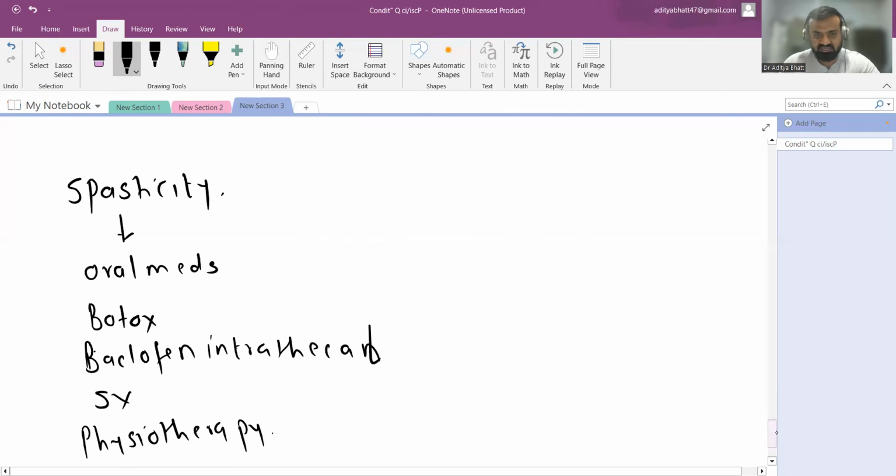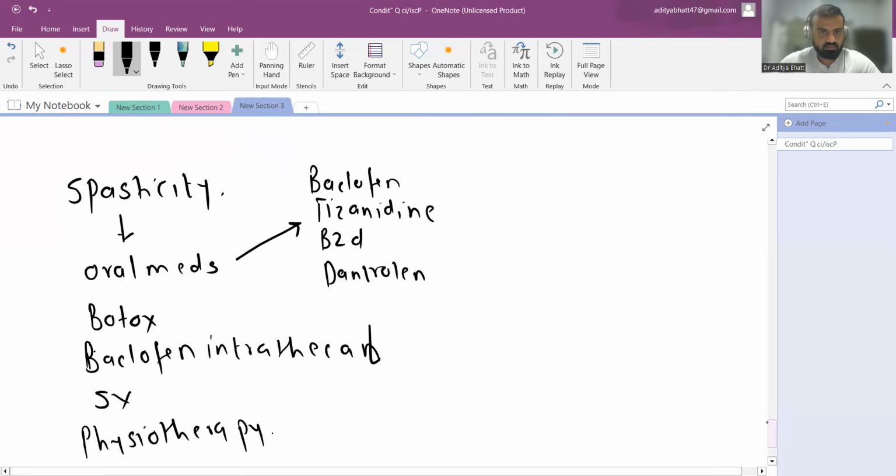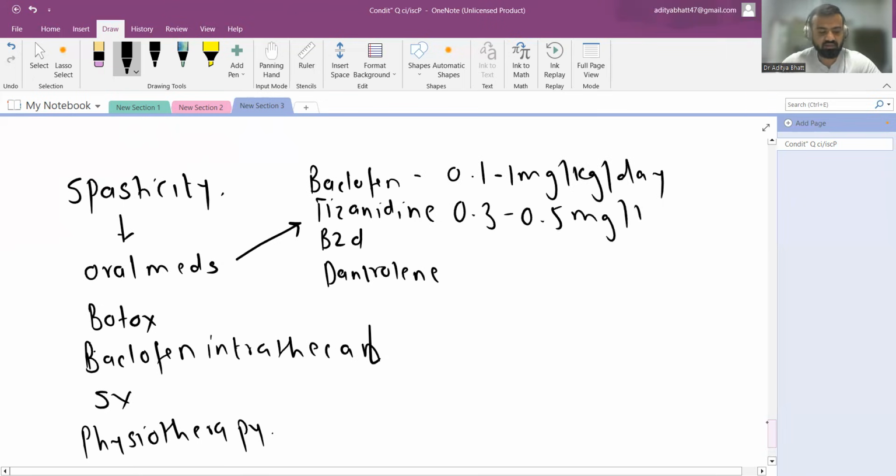So after this you have done, okay, what is important? What are the drugs that are commonly used? Oral drugs which are commonly used: baclofen, tizanidine, benzodiazepines and dantrolene sodium. Now, what is the dose of baclofen? The dose of baclofen is 0.1 to 1 mg per kg per day. Tizanidine is 0.3 to 0.5 mg per kg per day.